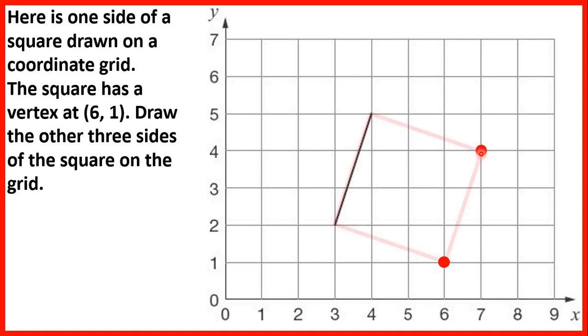And then all we need to do is join up our corners or our vertices, and we have a square because all of the sides are the same length and all of our angles are right angles, so 90-degree angles. One other thing is that sometimes it's easier to check that you've drawn a square or to draw your square by turning your page so that the line that they've given you is either horizontal or vertical.